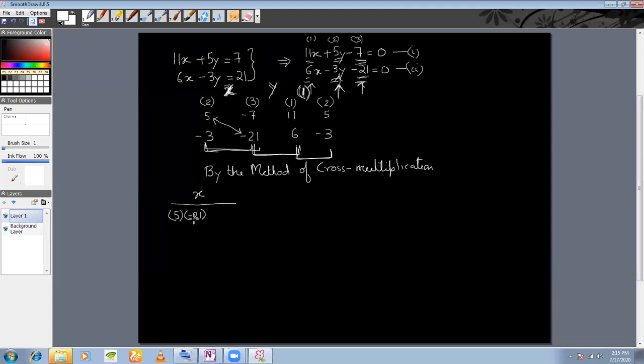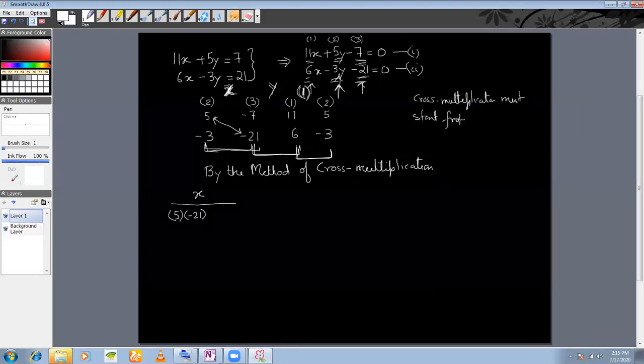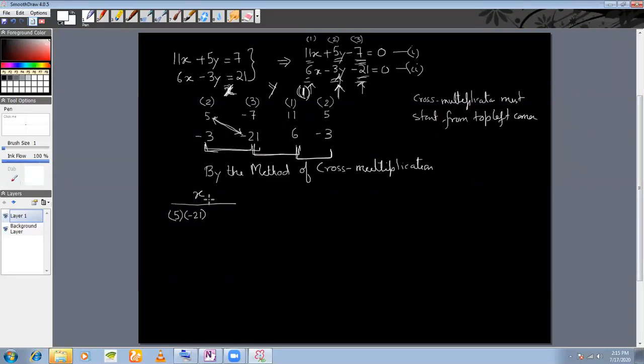Sir, by cross? Cross. But cross will start from your top left, remember. Cross multiplication must start from the top left corner. So top left is my 5, so I multiply with minus 21.